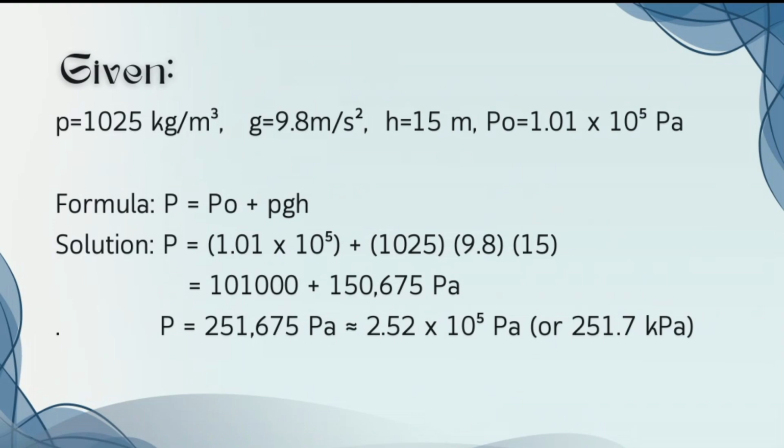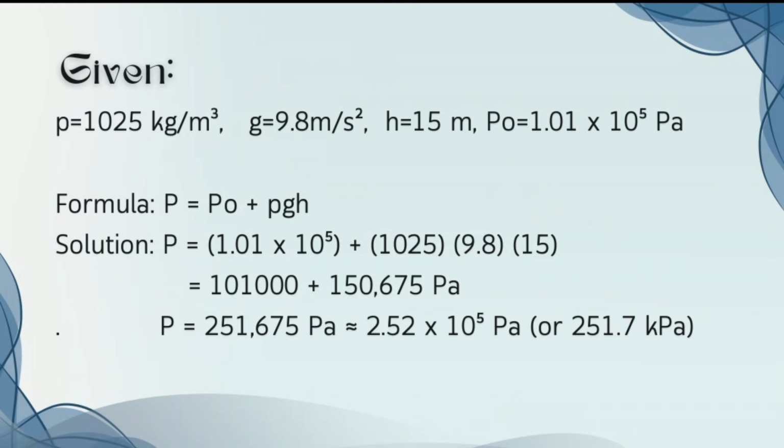Now for this value of P₀, it was converted to scientific notation, so we need to convert it back to the large number form. The value of P₀ was converted to scientific notation so that the large number is expressed in a smaller form. So now let's express this as a large number.